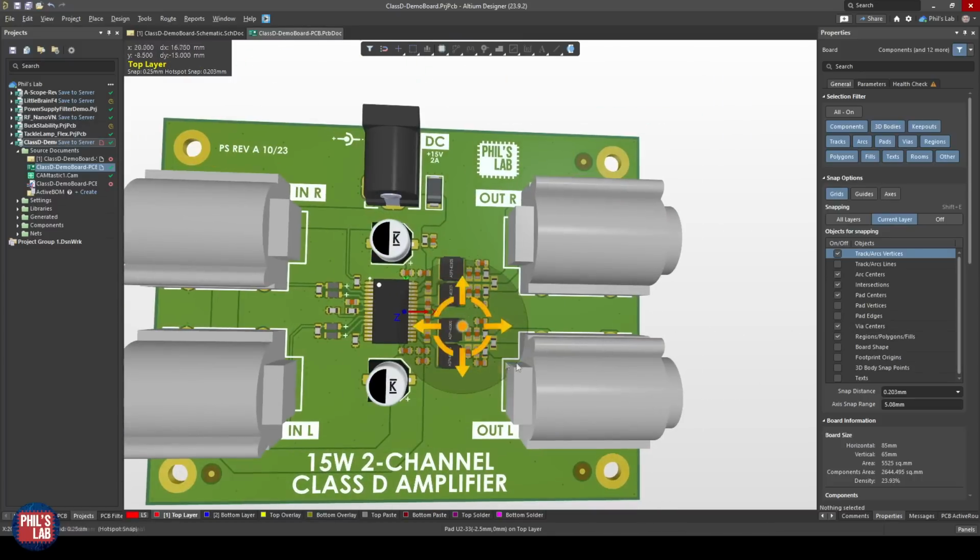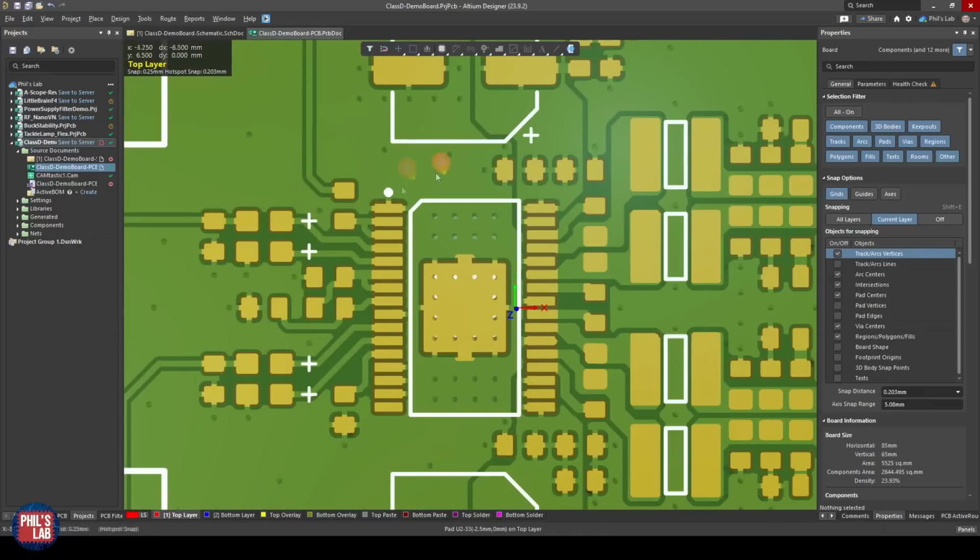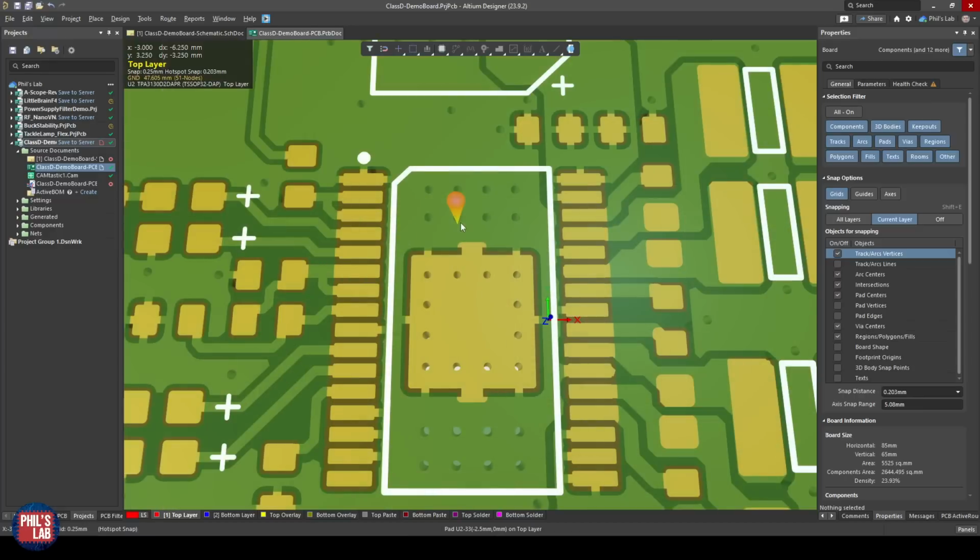But what you might have already spotted in 2D view is that our Class D amplifier IC in the center has this exposed thermal pad, and this should be tied to your ground. I do have a video on my channel talking about thermal PCB design tips.